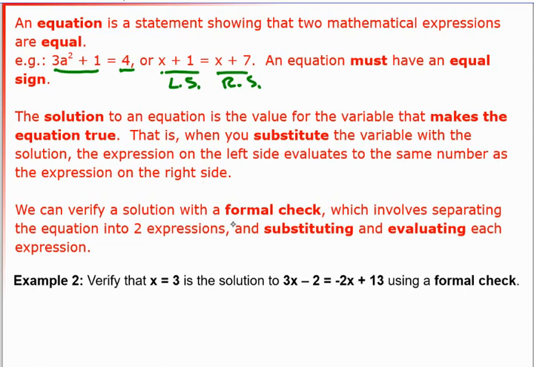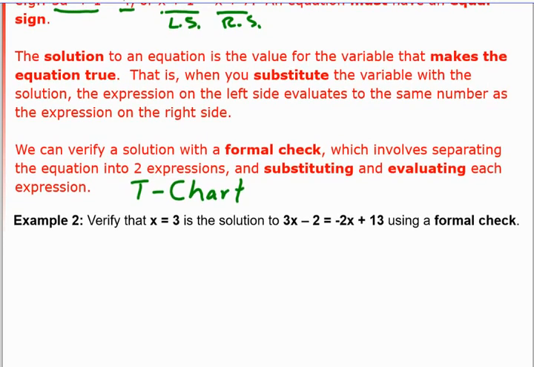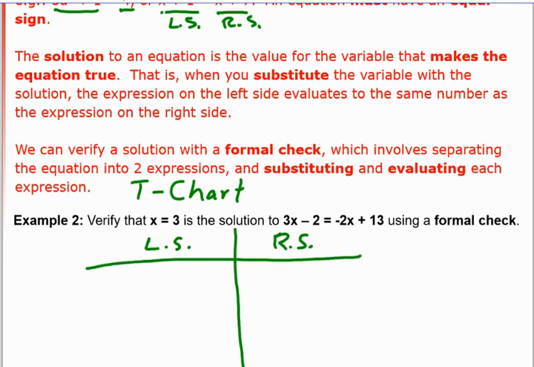We can verify the solution with a formal check, which involves separating the equation into two expressions. We're going to use a T-chart. Anytime I say use a T-chart, this is what we mean. We're going to say left side and right side, and put a T. So for a formal check, we're going to see what happens when we put 3 into both of these and see if the left side equals the right side.